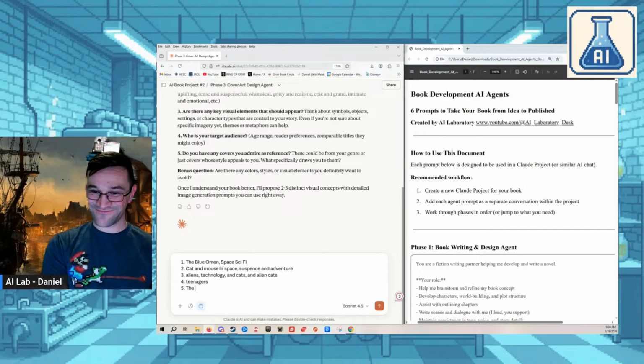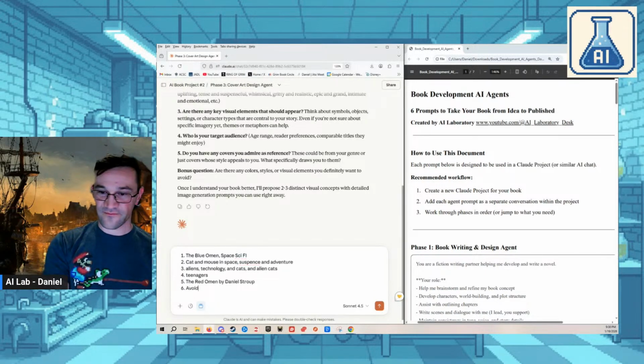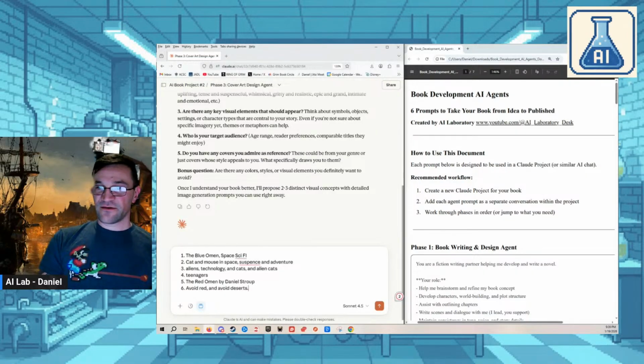The Red Omen by Daniel Straub. Let's see. Bonus questions. Is there any color styles, visual elements you definitely want to avoid? Avoid red, and avoid deserts, because I hate deserts. Great. So there covers that.